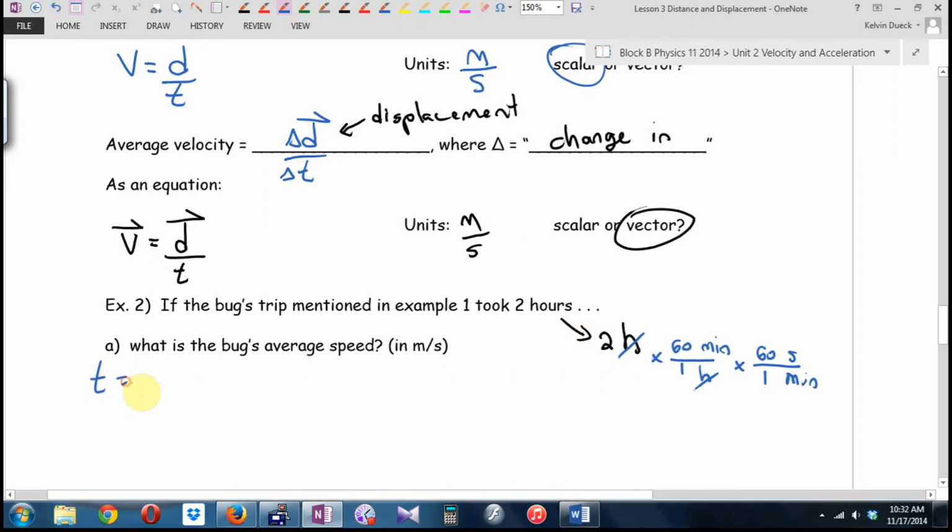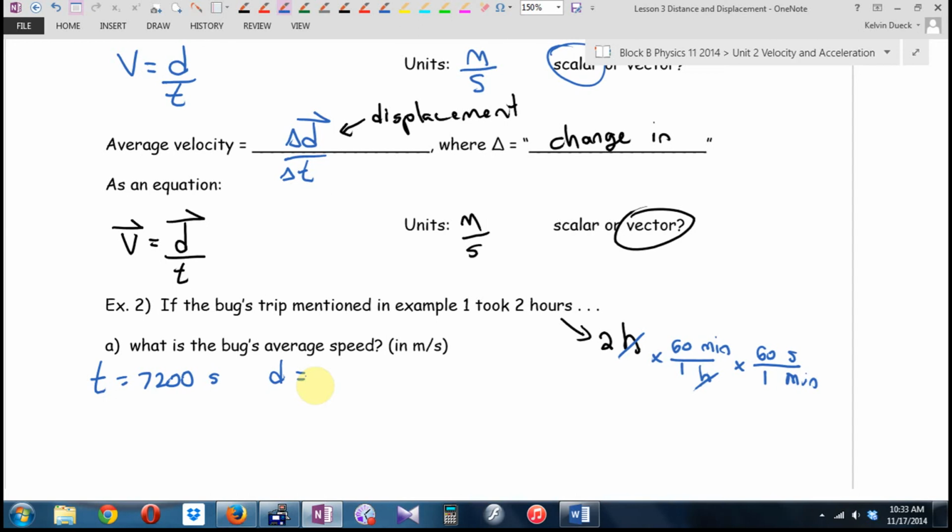What does T equal? 2 times 60 times 60. You might need a calculator, or you can do it in your head. 7,200, okay. For part A, do I want to use distance or displacement? What are they asking me to find in part A? Average what? Speed. Oh, so am I going to use distance over time or displacement over time?